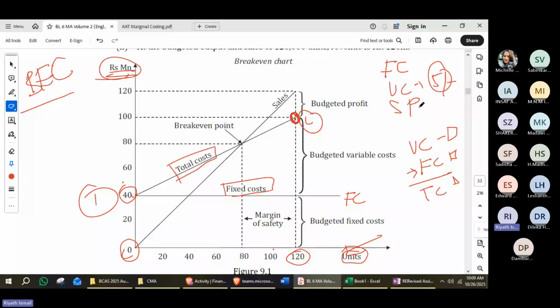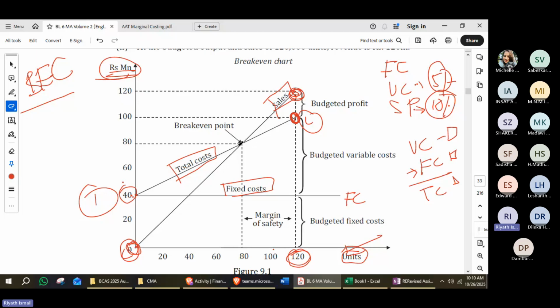Later we get selling price per unit, say 10 rupees per unit. Now, when the company sells 120 units, it is straightforward: 10 into 120, we can get this point. We know that at number of units 0, there is no revenue, no sales. So we have one point, and another point, and we can draw this line, right? So this is called sales.